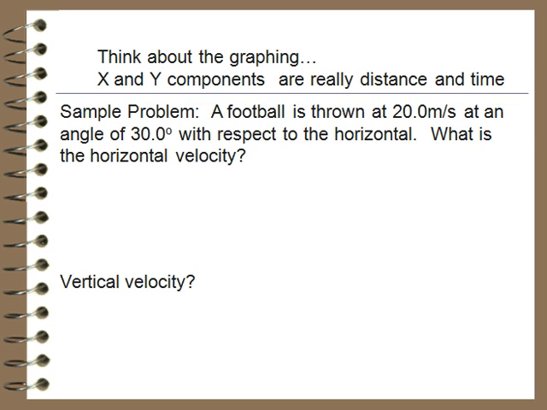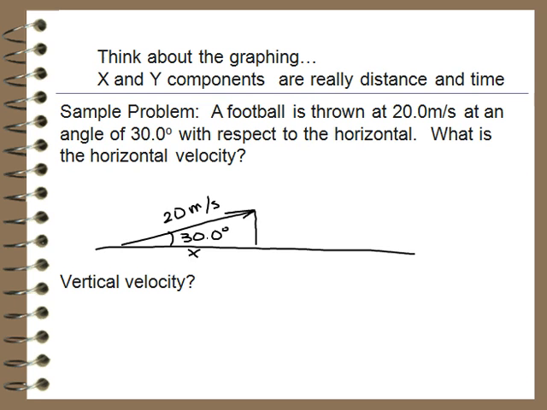Okay, let's talk about this in other terms too. Here's a sample problem. We're going to come up with the x and y components of this. Okay, a football is thrown at a speed of 20 meters per second at an angle of 30 degrees with respect to the horizontal. Okay, so let's first of all draw a picture of it. We want to find the horizontal velocity, and we want to find the vertical velocity. So let's draw a picture. Okay, it's going 20 meters per second, and it's at 30 degrees. And that's with the horizontal that we're talking about.